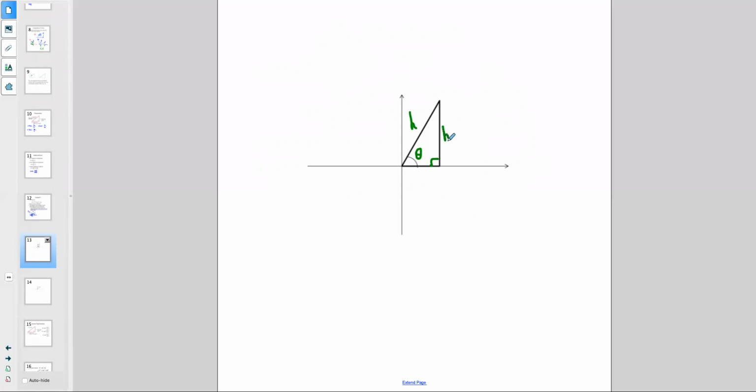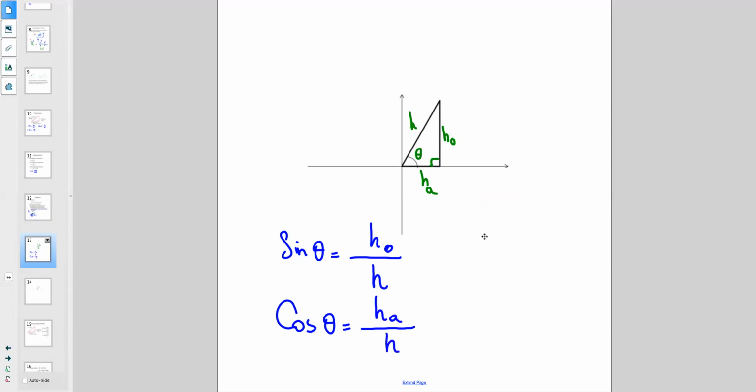This is h of opposite direction. And this is h of adjacent, which I'm just showing as h sub a, okay? Now, if that's the case, I have sine of theta being h sub o for opposite over h. I have cosine of theta being h sub a over h. And I have tan of theta being h of o over h of a.